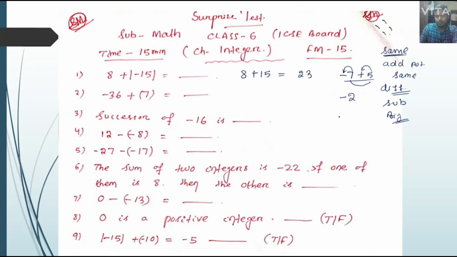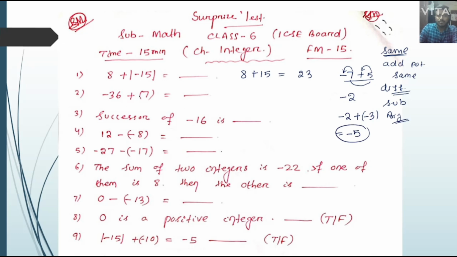Now the next example, that is minus 2 plus minus 3. Here is same sign, that's why first we add the numbers. So 3 plus 2, that is 5. So same sign, that is minus. So the answer will be minus 5. Understand? Now solve this question number 2.